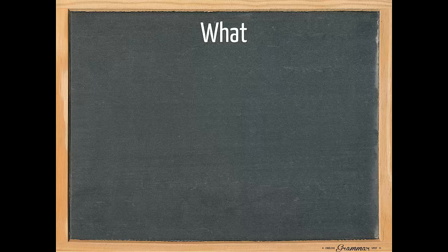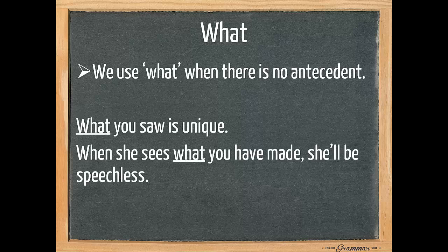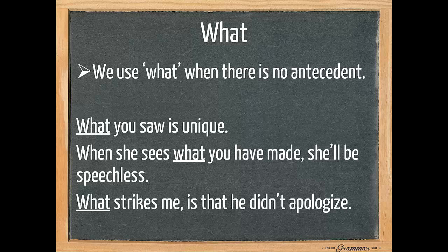The final relative pronoun is what. We use what when there is no antecedent. For example, what you saw is unique. When she sees what you have made, she'll be speechless. We don't know what exactly what is. What strikes me is that he didn't apologize.